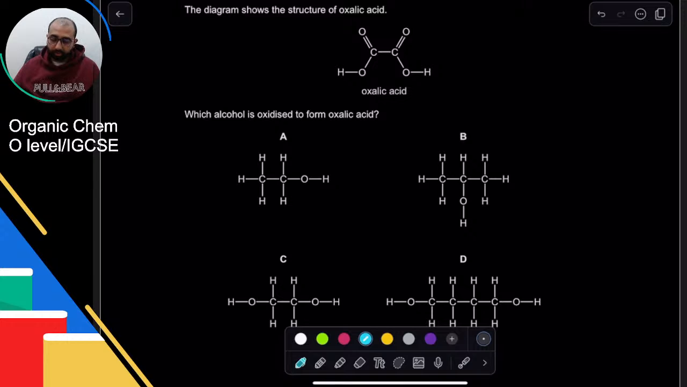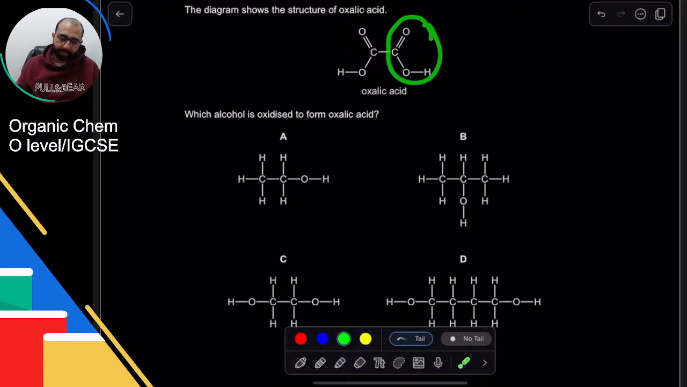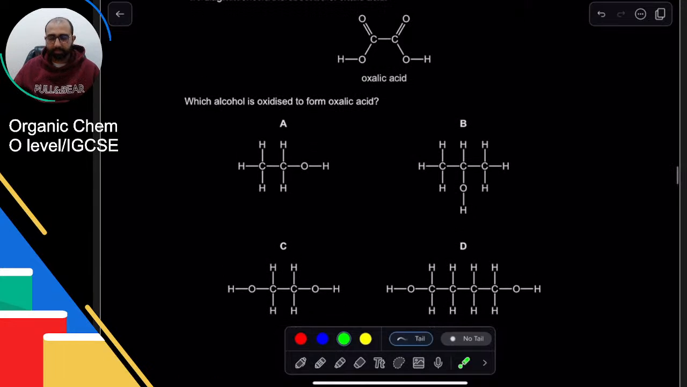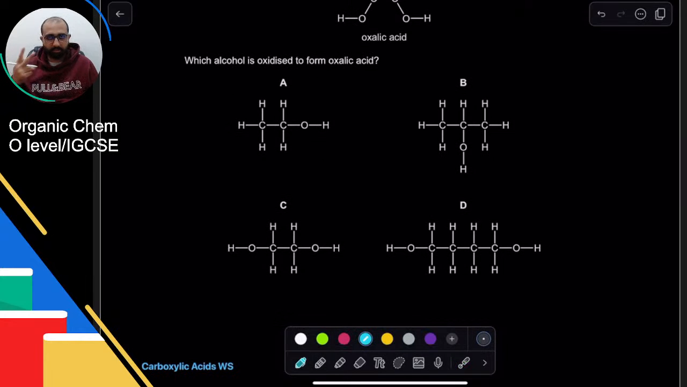The diagram shows the structure of oxalic acid. Again, you can see that it has one carboxylic group here and one carboxylic group here. This acid has 2 carboxylic acid groups. We call it dioic acid. In fact, it has 2 carbons, so it is ethanedioic acid. You will not be asked to name them, so don't worry about it. Which alcohol is oxidized to form oxalic acid? This means we need the alcohol that had OH here, OH here, and only 2 carbons, no third carbon. So that is going to be a diol because there are 2 alcohol groups, so C.